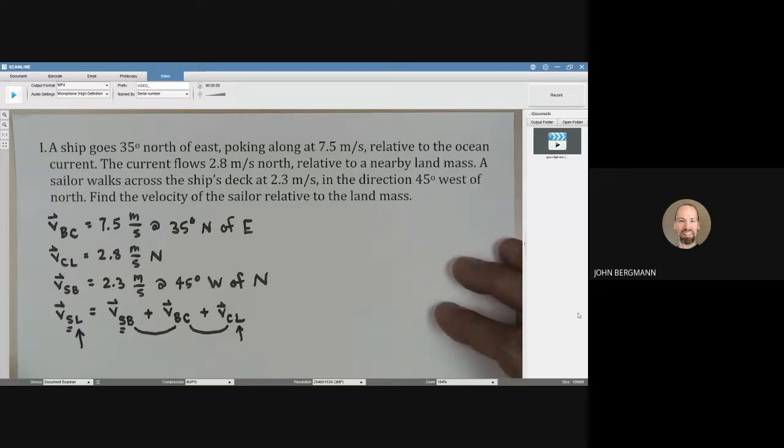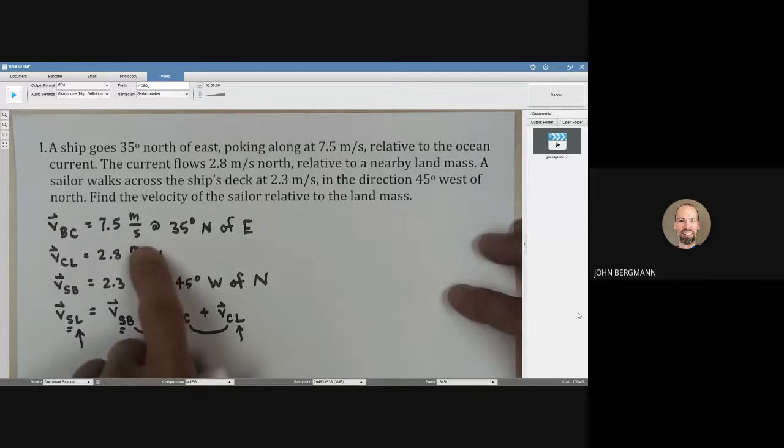Now, when you add vectors, it doesn't matter in which order you add them. The point of this bottom line is to make sure that you know, should I just keep the vectors that I have and add them, or do I need to take the opposite of one of them or two of them or something like that? So now it's simply a matter of adding these vectors and getting a final result.